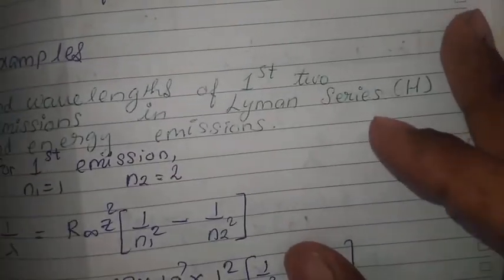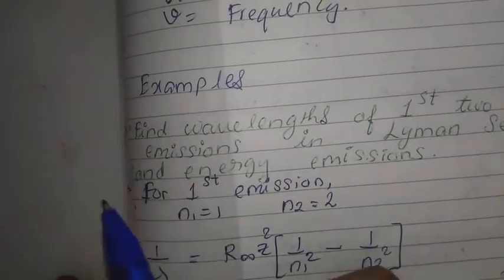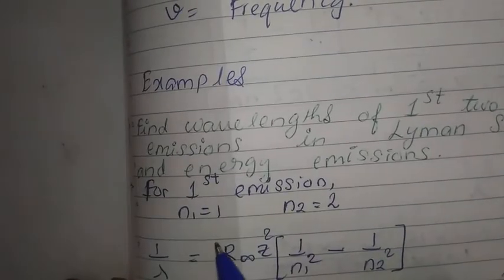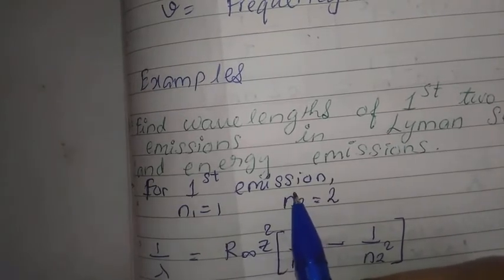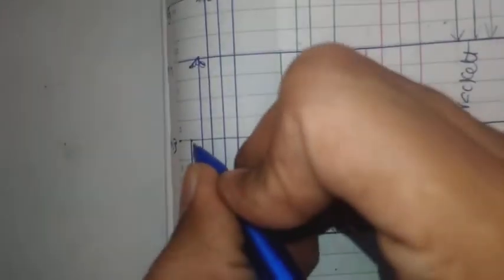The first one is: find the wavelength of the first two emissions in the Lyman series of hydrogen and hence find the energy emissions. For the first emission in the Lyman series, as we all know from the graph, the first two emissions in the Lyman series are from n equals 2 to n equals 1 and from n equals 3 to n equals 1.